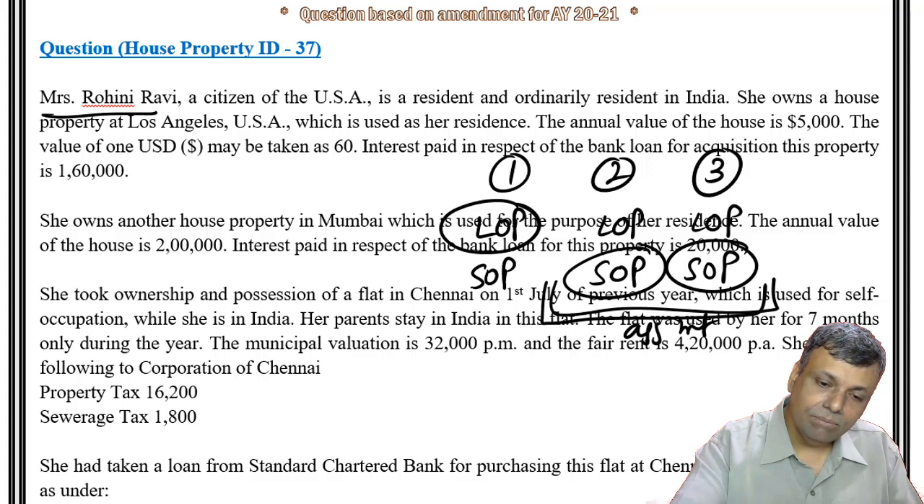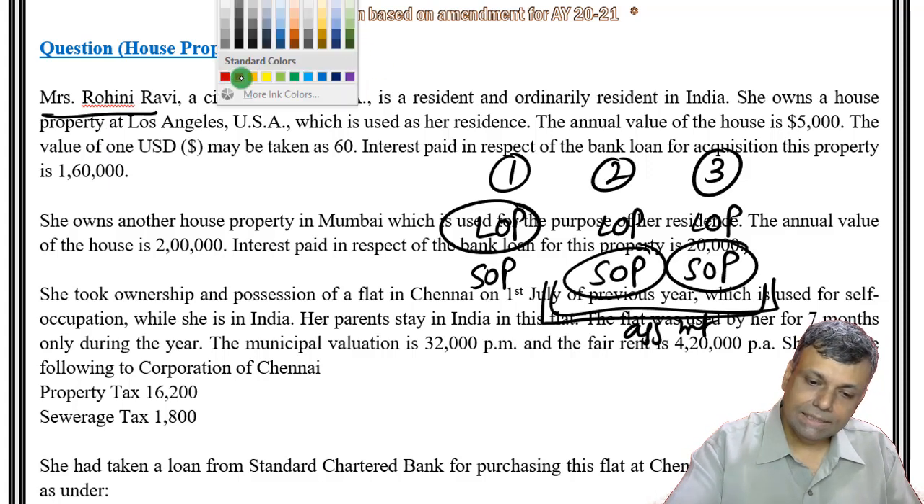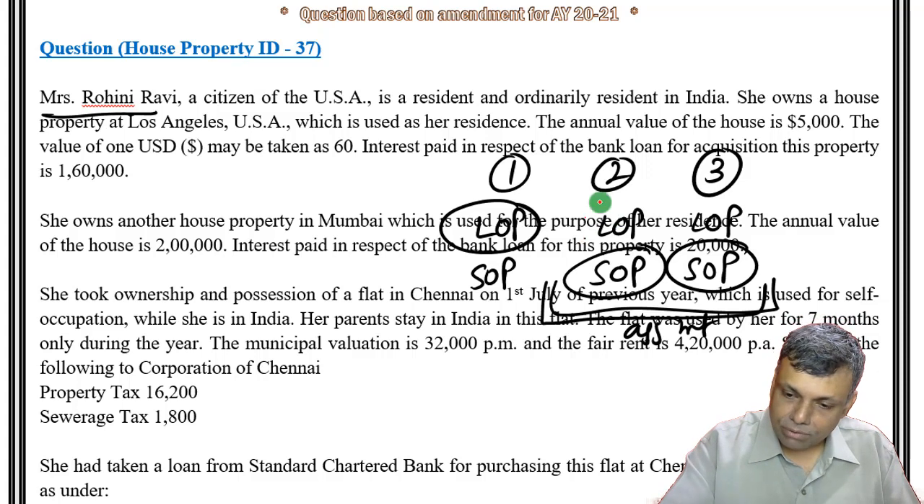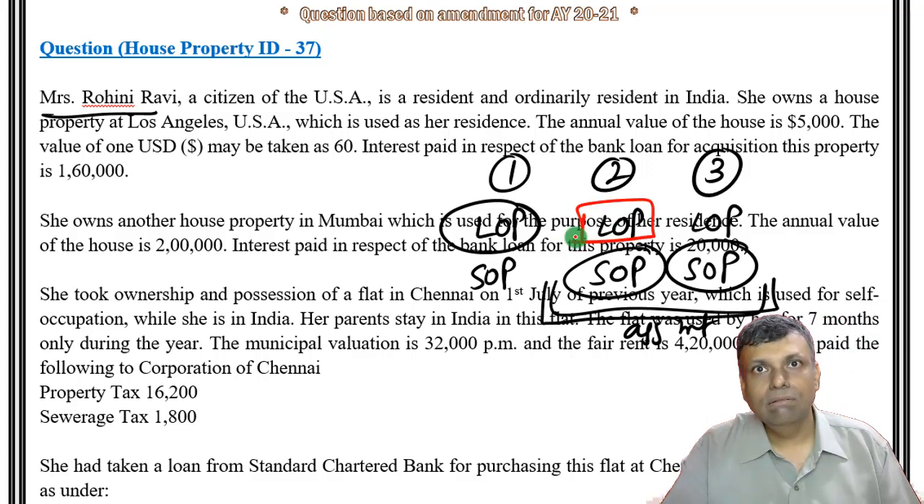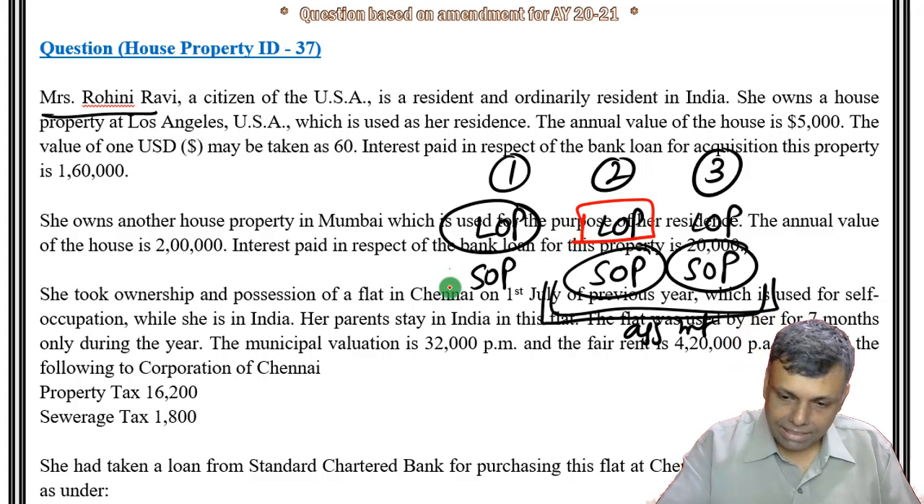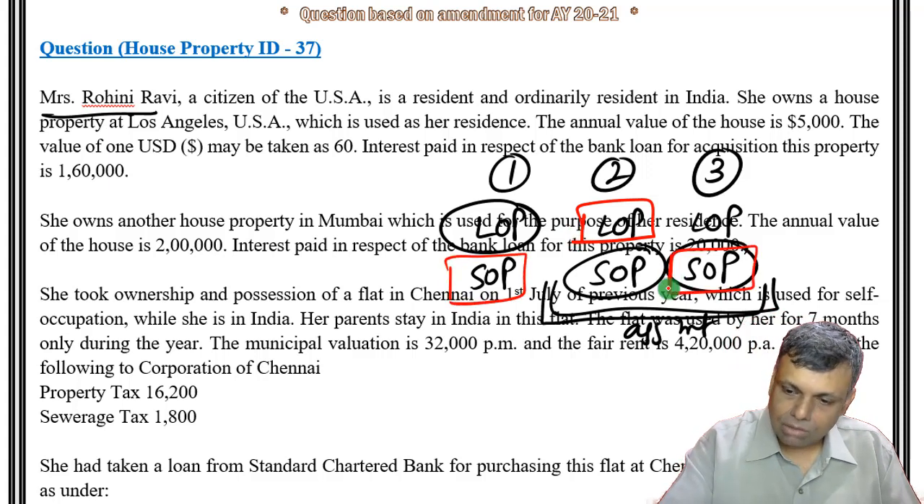Supposing, one second, let me change the ink color. Yeah, okay. Now supposing you take this particular house as the LOP, or a deemed let out property, whatever you want to say, and then you take these two houses as the SOP.